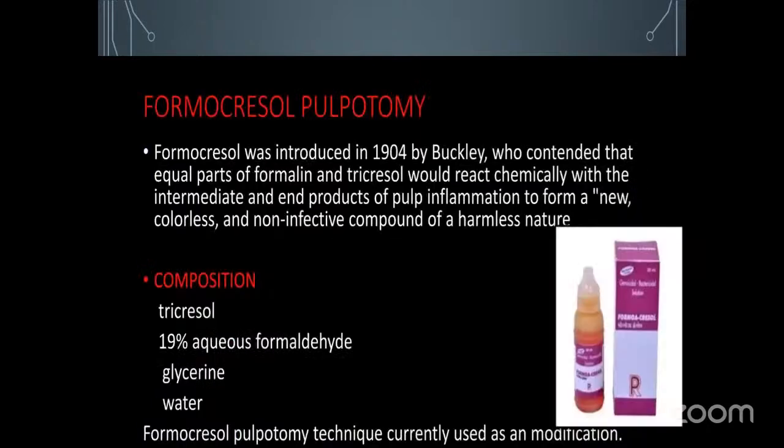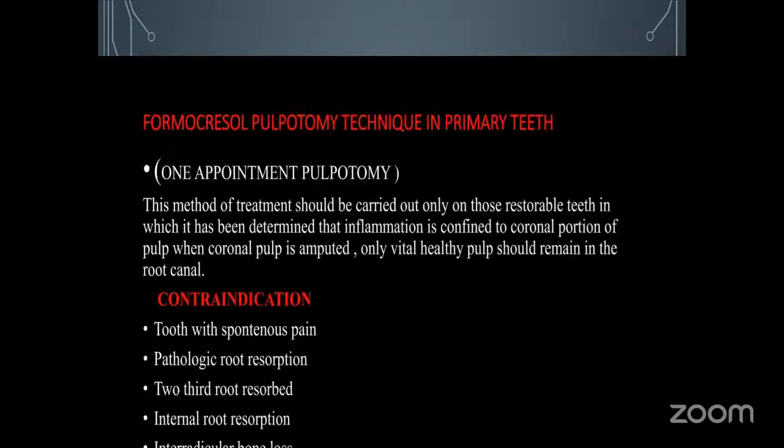So formocresol pulpotomy, as you can see in this image. The questions asked from this area are: who introduced formocresol? You need to know Buckley. And what is the composition of formocresol? It includes tricresol, 19% formaldehyde, glycerin, and water. That is the composition you have to keep in mind. As I told, formocresol is used in a one appointment pulpotomy.